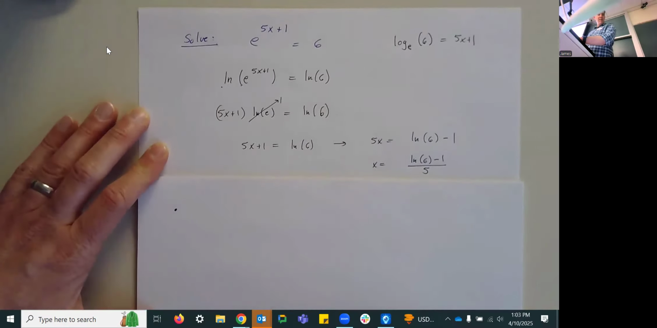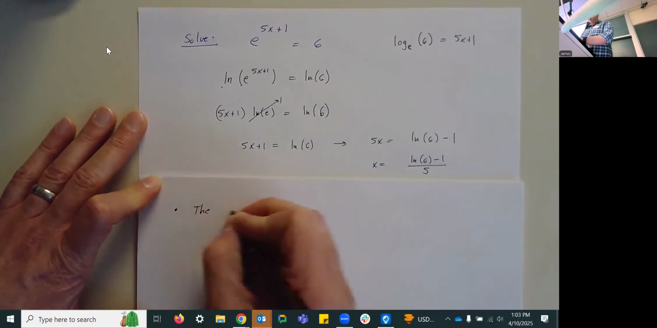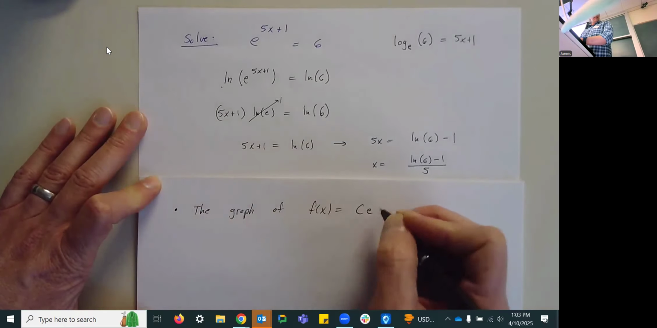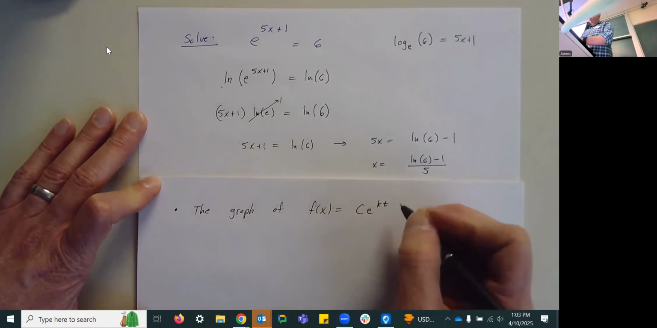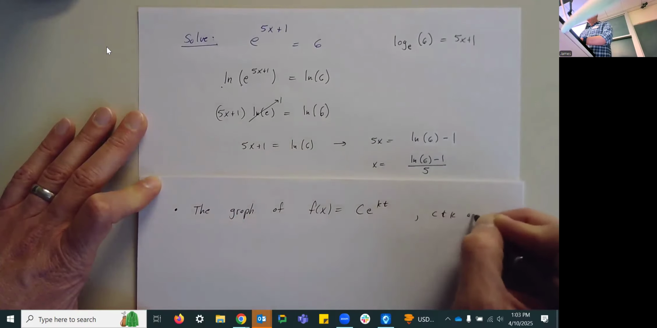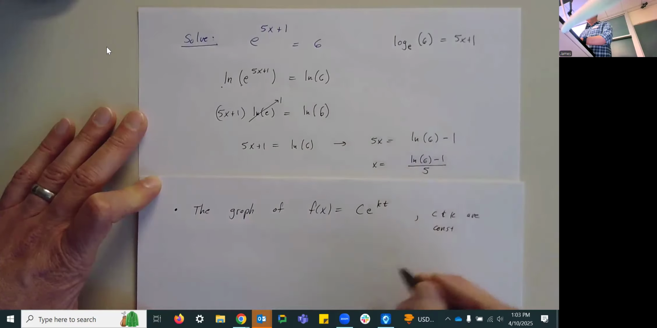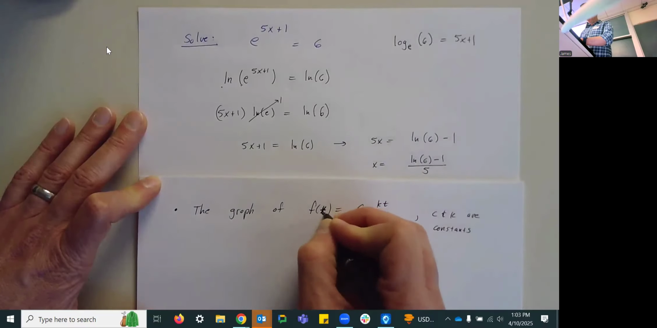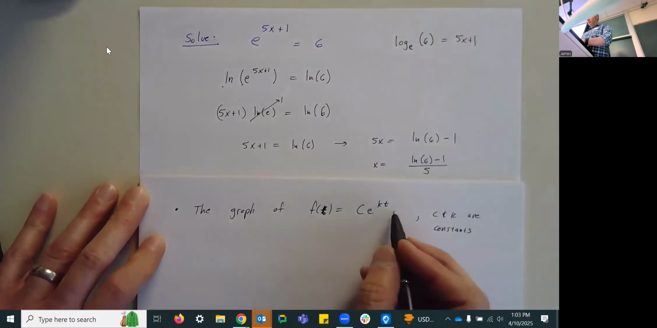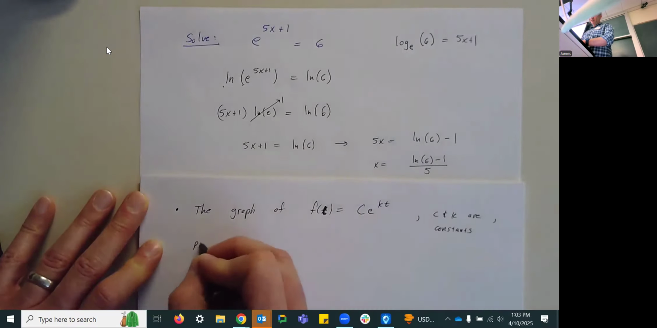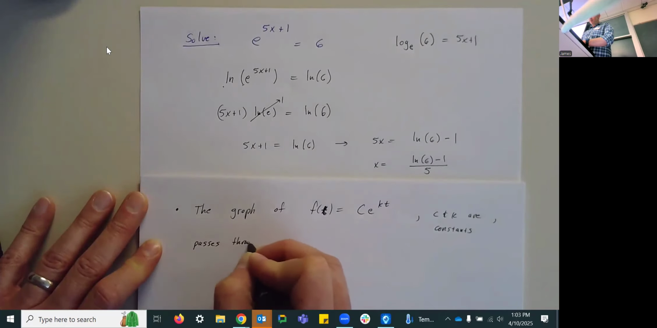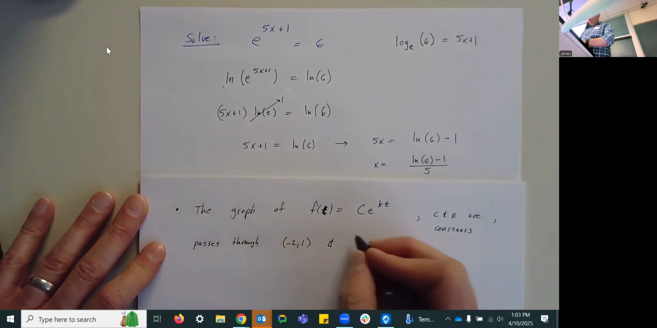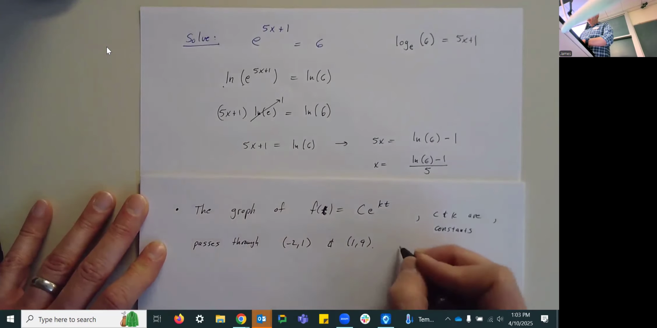Let's say we have the following situation. The graph of f of x equal to c e to the k times t, where c and k are just constants. I'm sorry, I said f of x and I wrote a t. I should say f of t. Apologies. The graph of f of t equal to c e to the kt, where c and k are constants, passes through the following two points: (-2, 1) and (1, 9). Find c and k.